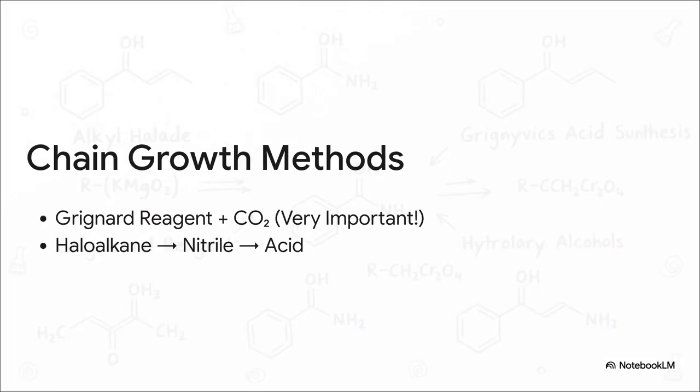So how do we actually pull this off? We've got two fantastic methods. First, we can use something called a Grignard reagent and just bubble in some carbon dioxide. Now, our source material flags this one as very important, so you'll definitely want to put a star next to this in your notes. The second way starts with a haloalkane, turns it into a nitrile, and then uses one of our hydrolysis recipes from Chapter 2. See how it all connects? Either way, you get to a longer carbon chain.